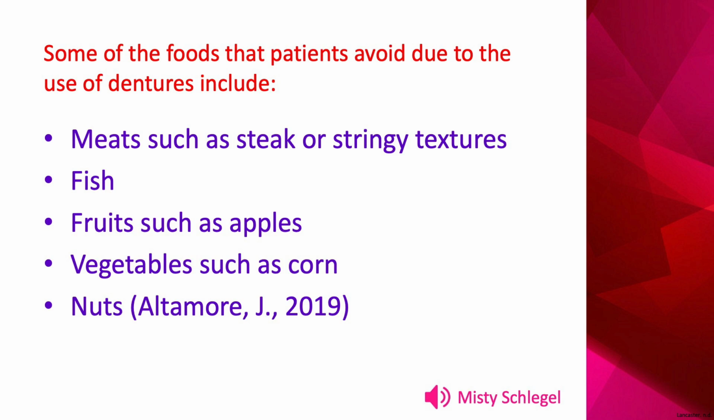Some of the foods that patients avoid due to the use of dentures include meats such as steak or stringy meat textures, fish, fruits such as apples, vegetables such as corn, and nuts, all of which contribute to decreased nutritional intake, causing malnutrition in the older adult.